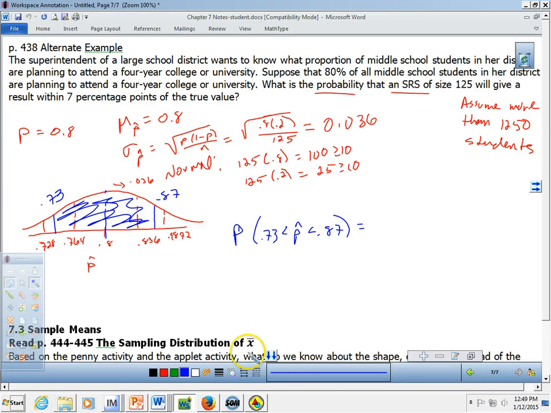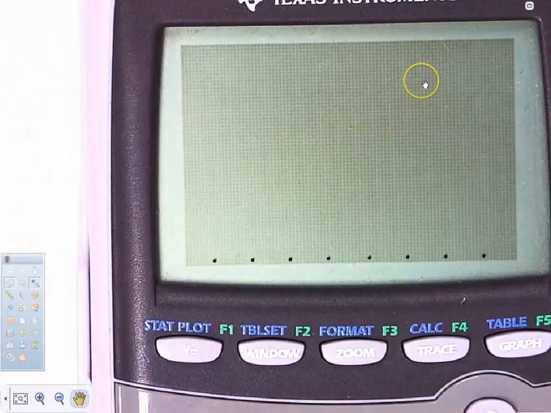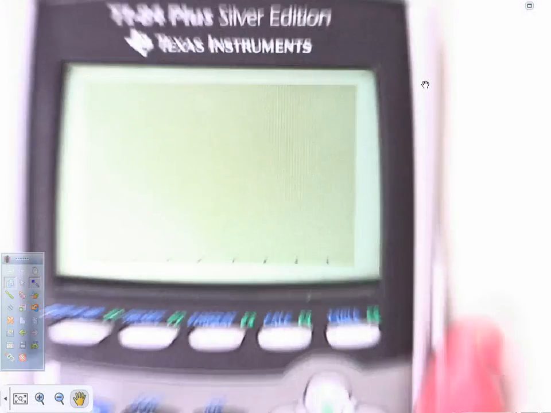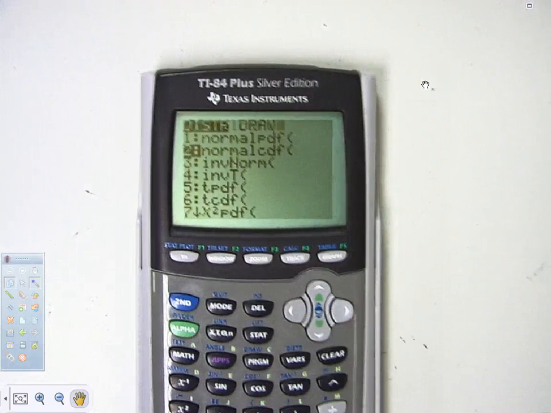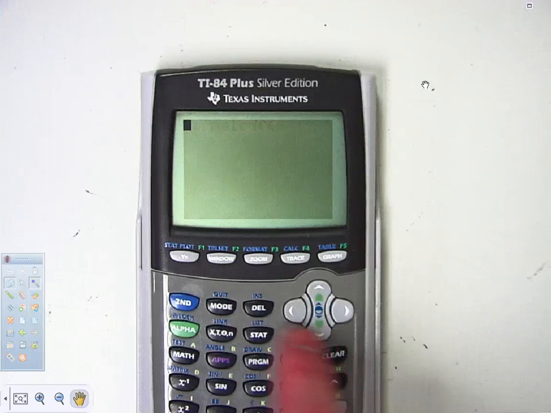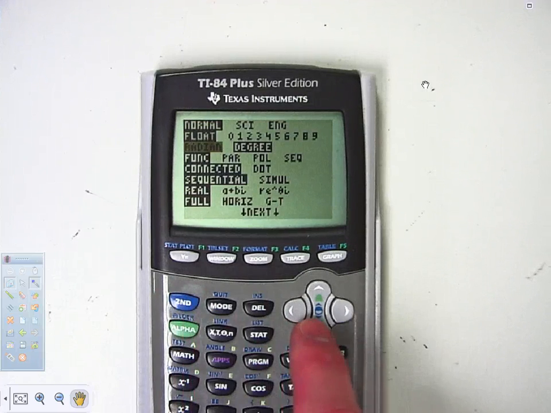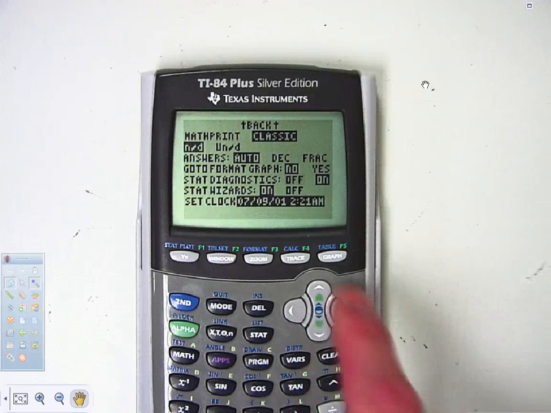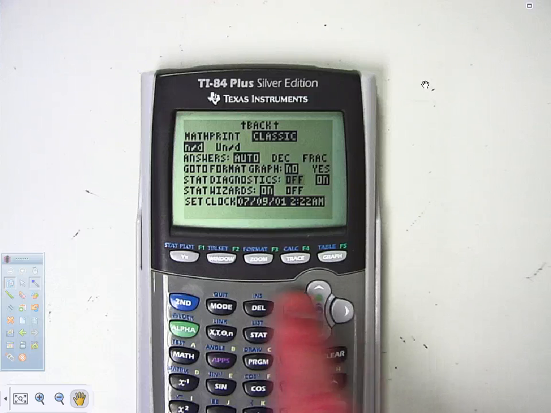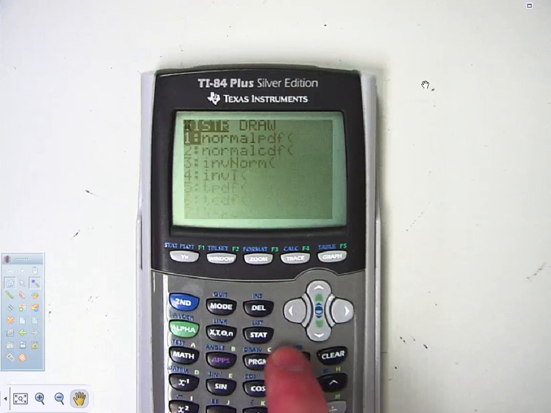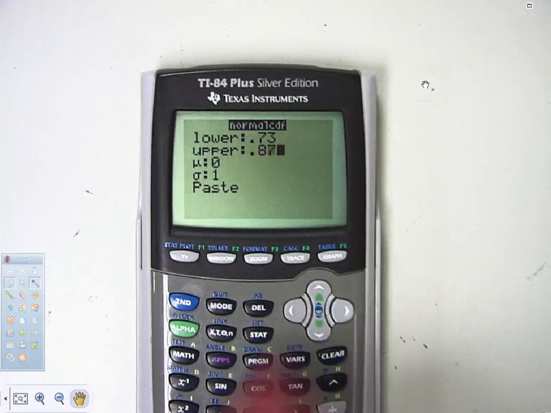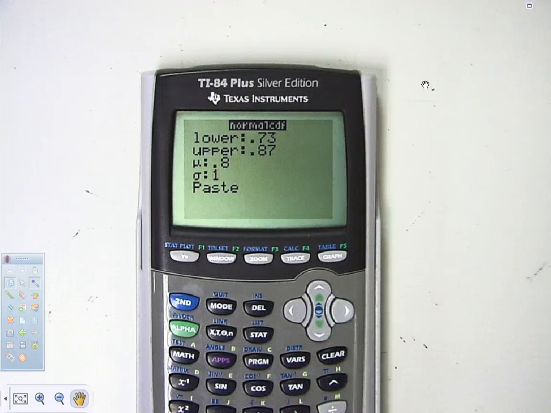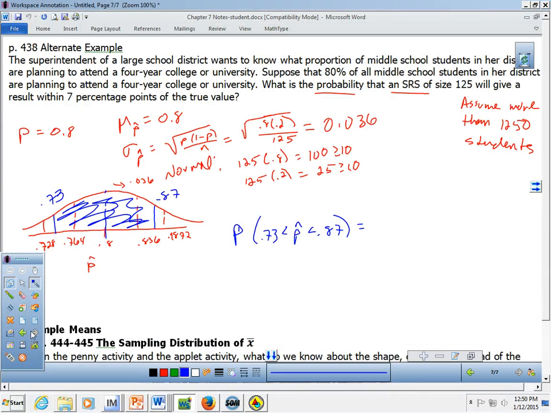I'll show you that, but at this point we should understand we're in our distribution menu, second distribution, normal CDF. Oh, what happened to my mode? No, everything looks like it's good. Here we go. So we go 0.73 to 0.87. The mean is 0.8 and the standard deviation is 0.036.